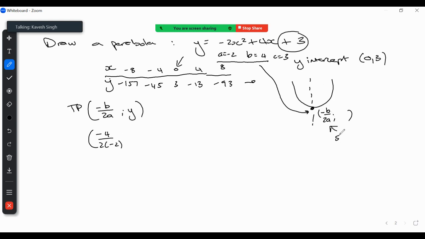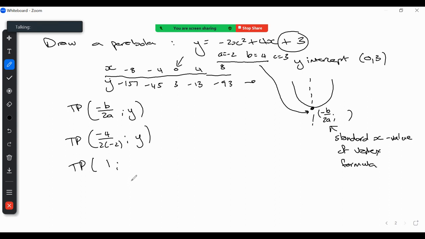So minus b would be minus 4, my a would be negative 2, and this formula is a standard formula, right? This is a standard formula for the x value of my vertex. So it'll always be given by minus b over 2a. I need to get the y value after I found this. I put TP over here to imply the vertex. I could also use V as the vertex. So it'll be negative divided by negative is positive. So this is 1.